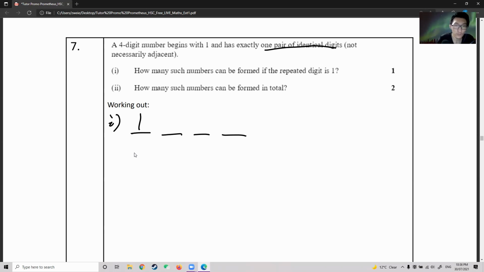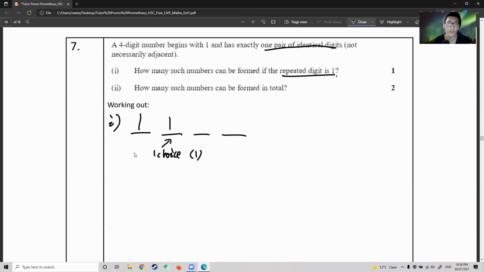Now, say the next slot, I'll have my 1. So first one is obviously one choice. Second one, I'll have one choice. Say I have my one choice and I'm going to repeat my number 1. I'm satisfying my condition first: the repeated digit is 1.